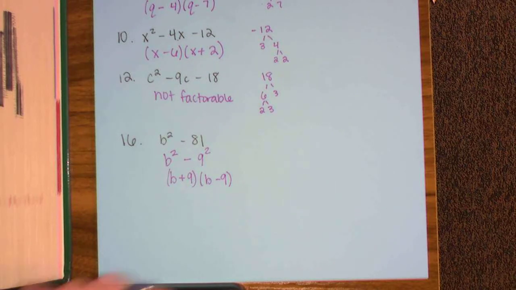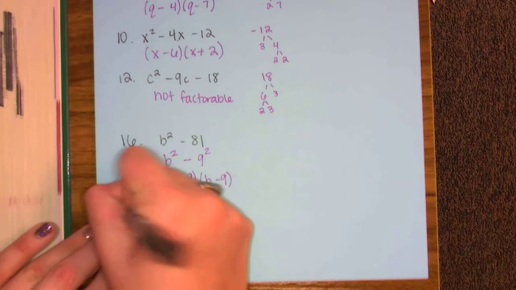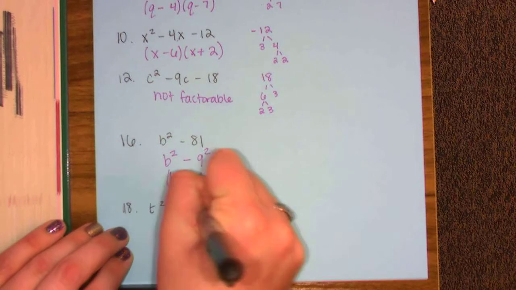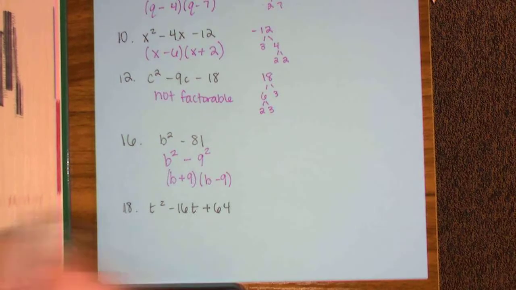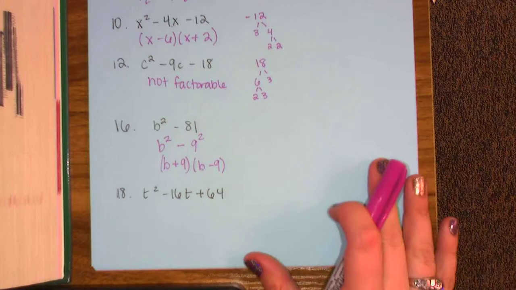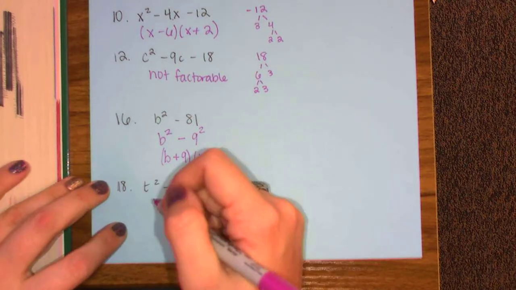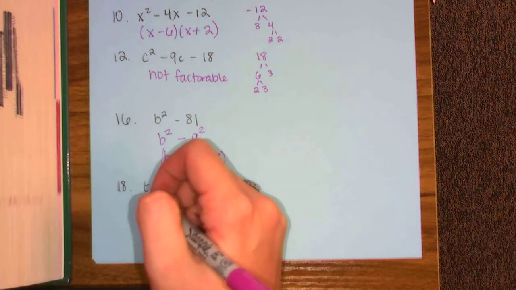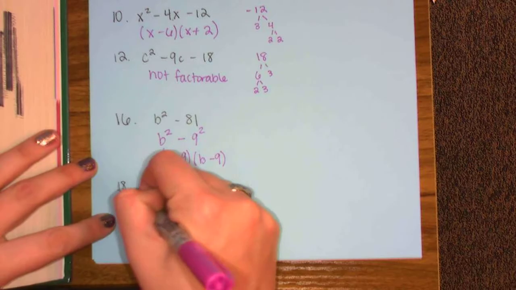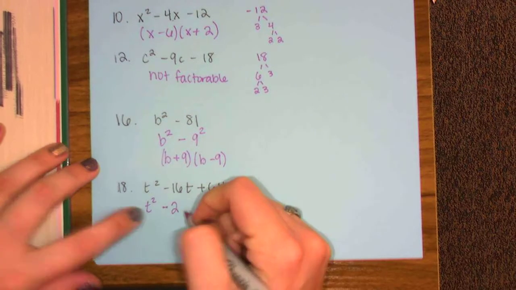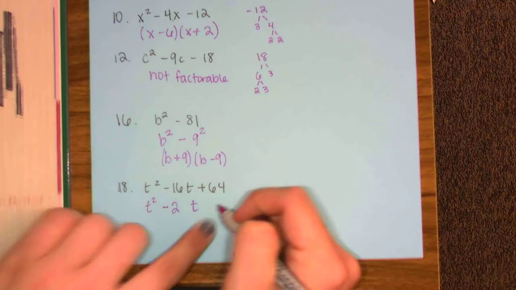Let's see, 18. t squared minus 16t plus 64. Okay, I'm going to draw this out. You don't have to do this step, but I'm going to draw this out so you see where this is coming from. Okay, so I have my t squared minus 2 times a times b. So I have to figure out what b is.